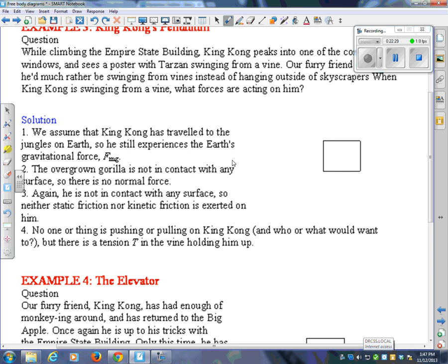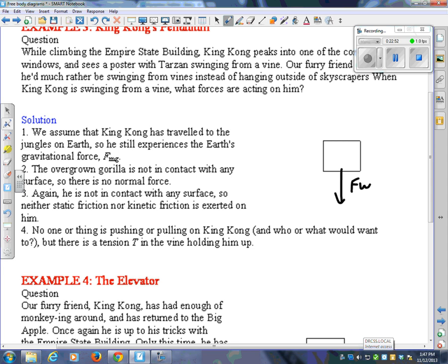King Kong has been reduced to a box. On Earth, weight force. The overgrown gorilla is not in contact with any surface, so there is no normal force. Again, he's not in contact with any surface, so neither static nor kinetic friction is exerted on him.